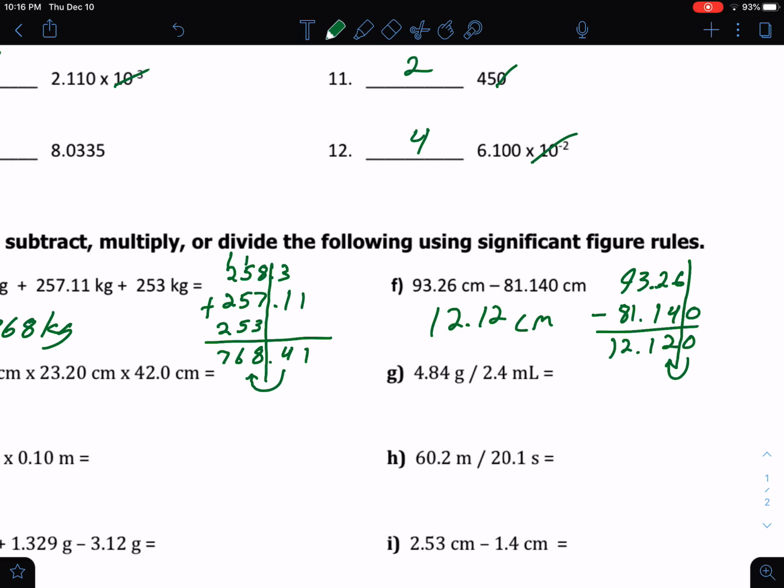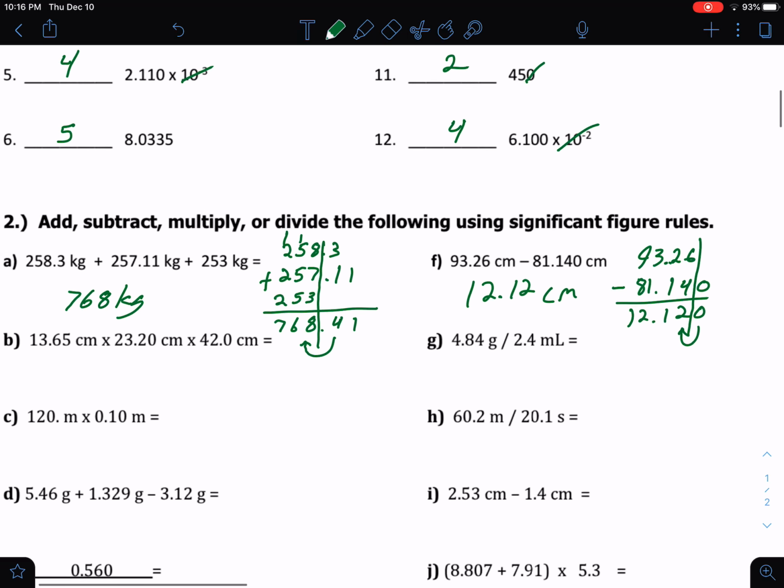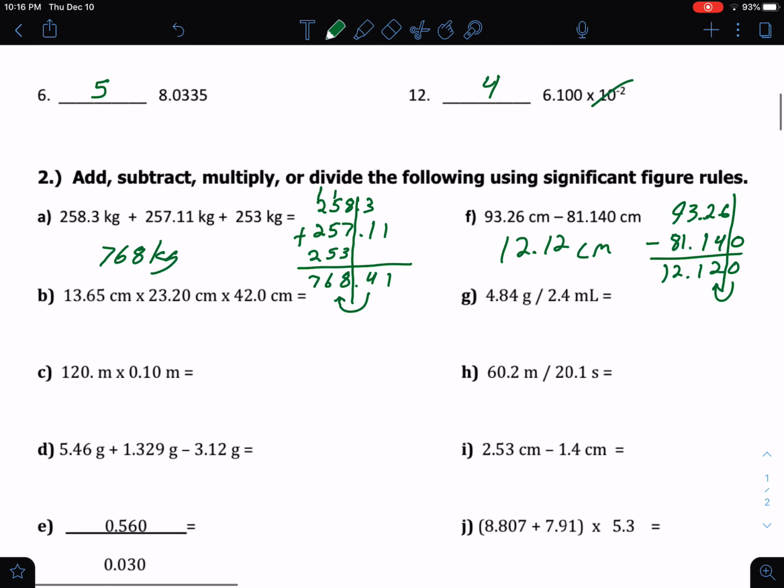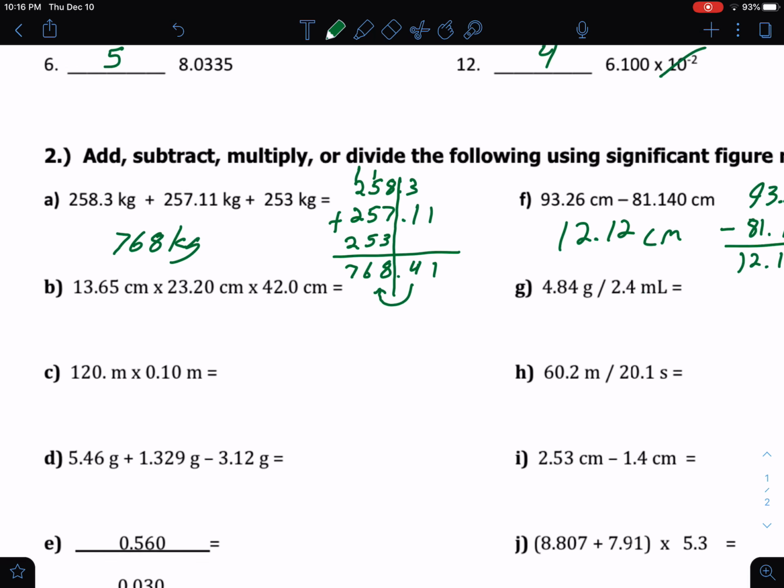Okay, so adding, subtracting, you just kind of follow those rules. Okay, so I'm not going to go through all of these, because some of these you can just do the exact same thing. Multiplying and dividing goes by a different rule. All you have to do is just count your number of sig figs. Okay, so you have 13.65. Okay, so that is going to have 4. Okay, you have 23.20. That is going to have 4 as well because there's a decimal there, so that trailing 0 counts. And 42.0, that is going to have 3. Okay, so you're only as good as your weakest link, so that means your answer can only have 3.